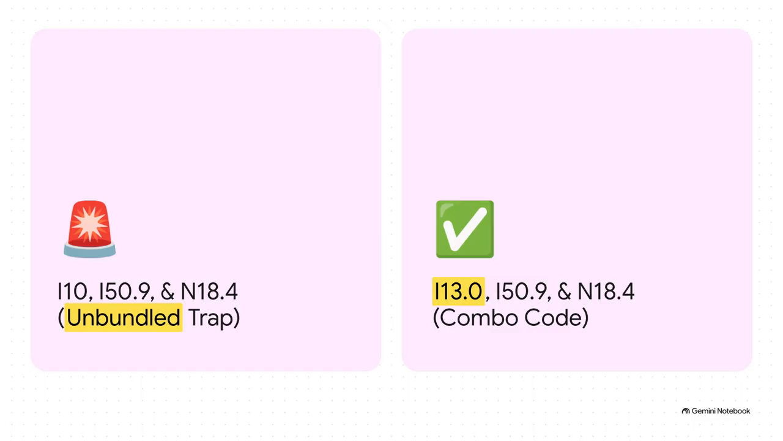The wrong approach is stacking 3 separate codes, I10 for essential hypertension, I50.9 for the heart failure, and N18.4 for the CKD. It honestly looks so logical, but the reality requires the unified category I13 combination code. The correct coding is I13.0, which encompasses the hypertensive heart and chronic kidney disease with heart failure, followed by the specific heart failure code I50.9, and finally the CKD stage code N18.4.